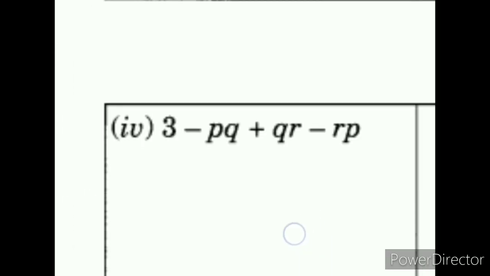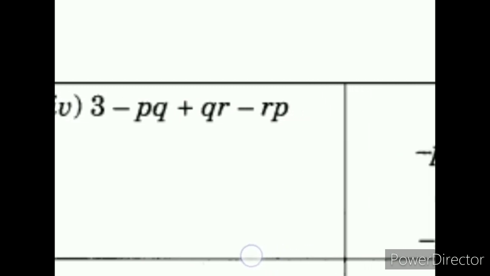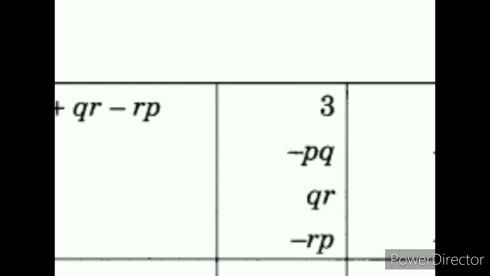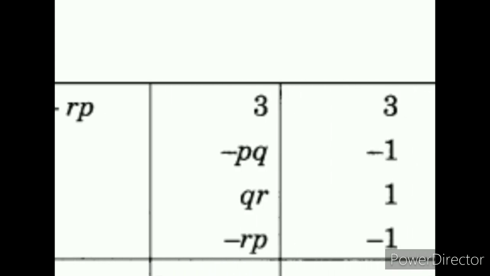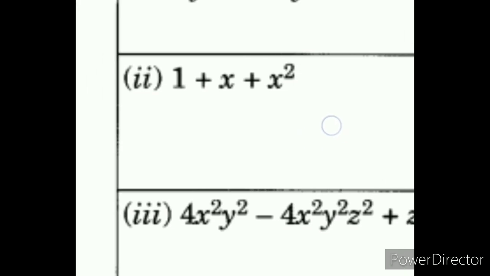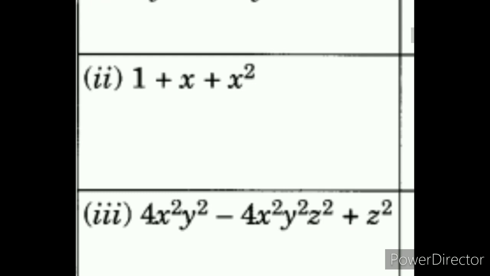Similarly, the fourth one, there are 4 terms, so it is a multinomial. 3 minus PQ, QR minus RP. Here also 3, without a variable, is a term. Okay, what is that name? Any term in the expression without a variable is called a constant. Here 3 is the constant. Similarly, in the second expression, 1 is the constant. In the first and third, there is no constant term.